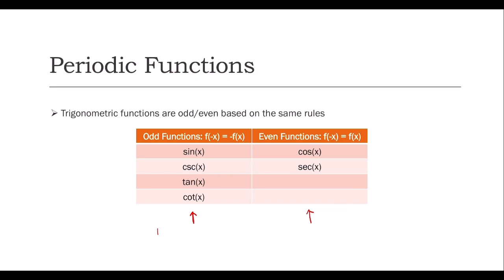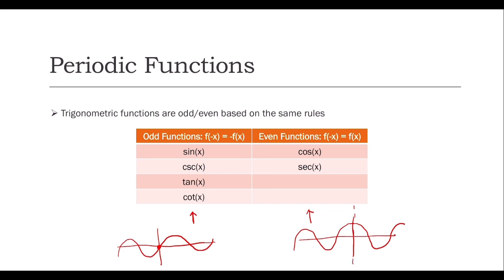So if we look at our sine function, it looks something like this. So it goes through our origin, and it has symmetry around the origin. So that's why it's odd. Our cosine function, on the other hand, will start at 1 and go down and then back up. So this one has symmetry about the y-axis. So that's why this one is an even function.